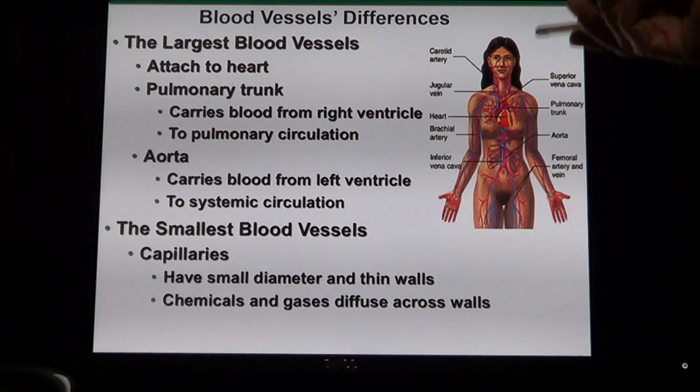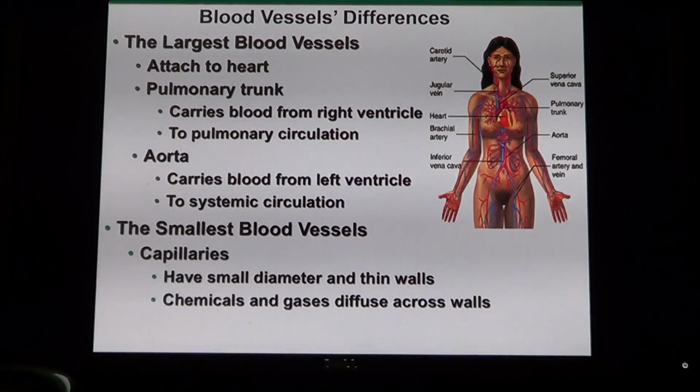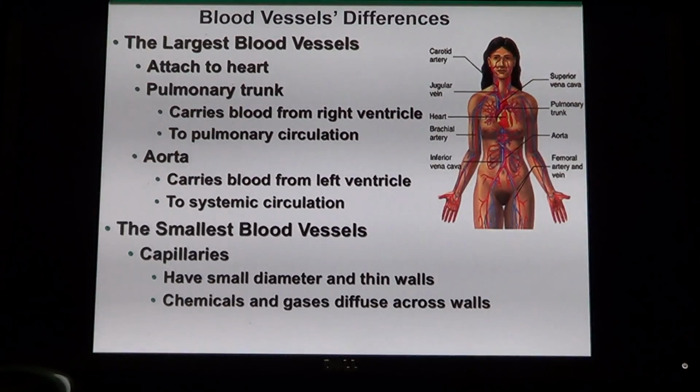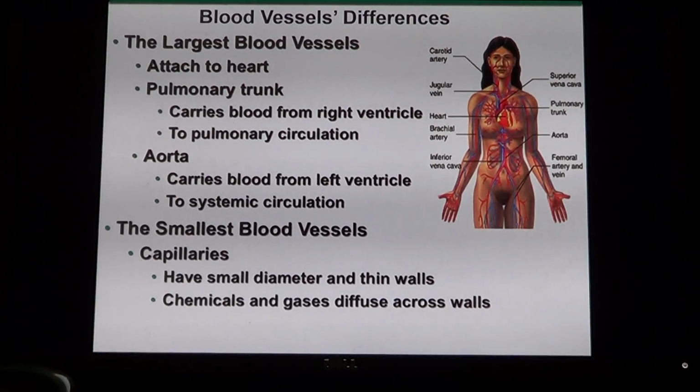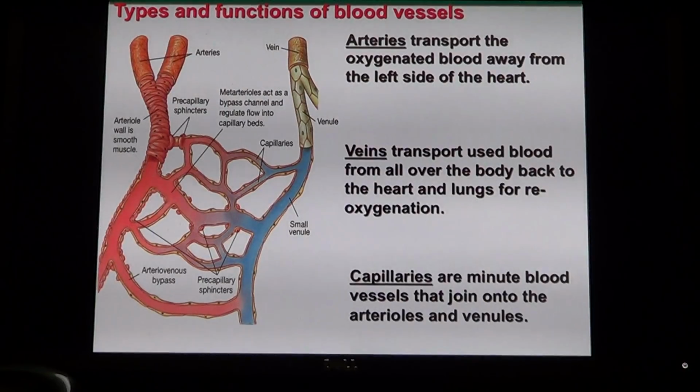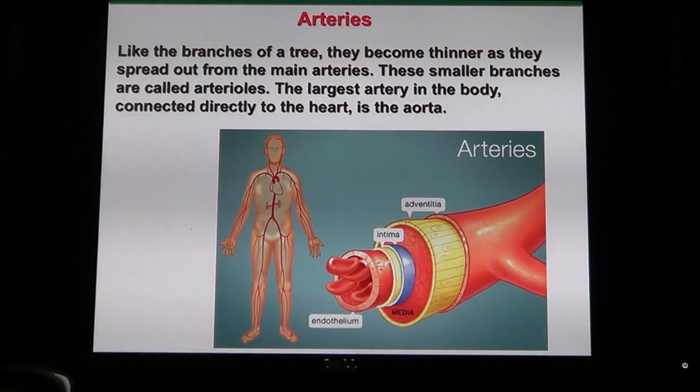The blood vessels that we talk about as associated with the heart, or heart attached, include the pulmonary trunk, aorta, and smallest blood vessels, and then, of course, pulmonary arteries and coronary sinus. This is just for your review.